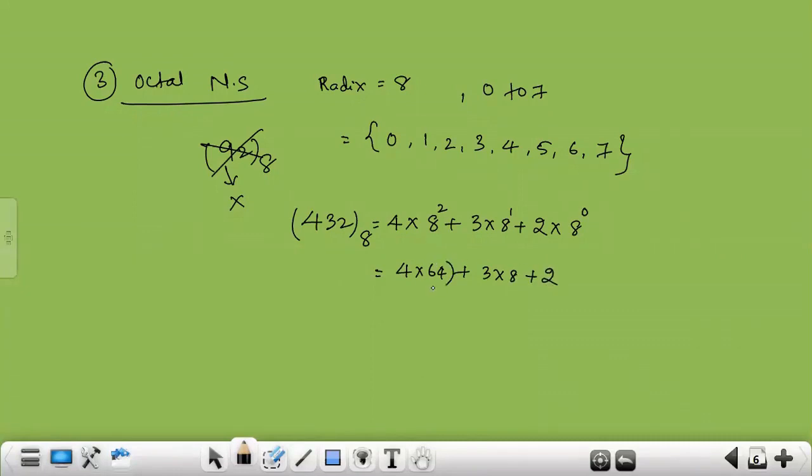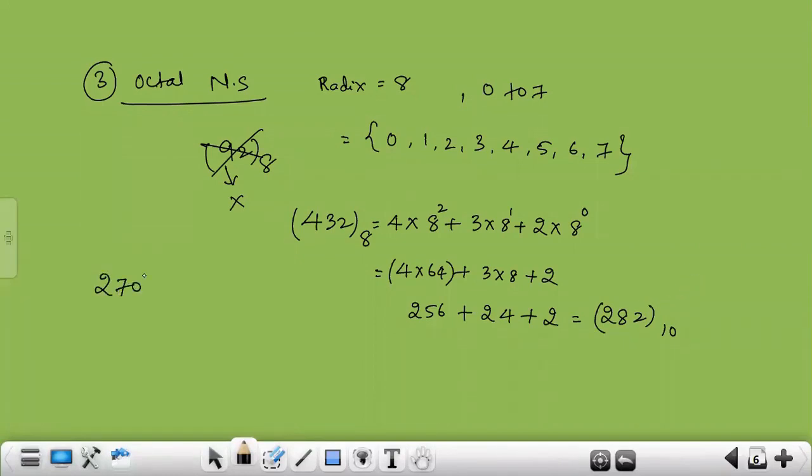So how much is 4 into 64? It will be 128, 256. Plus 3 into 8 means it will be 24, plus 2. You just do the addition: 260, 280, 282. So I'll be getting 282. This is with respect to base 10. Can you just try this one?